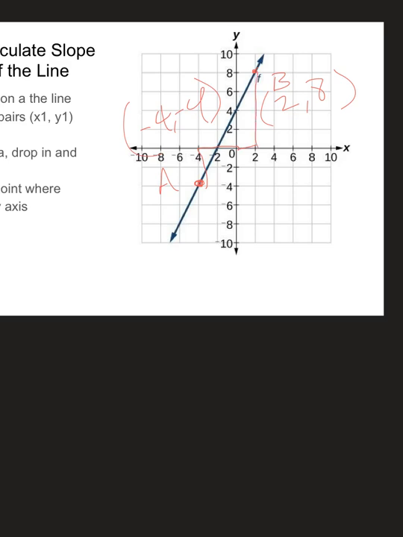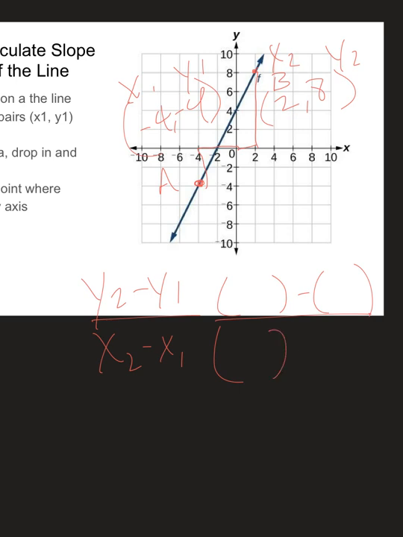Notice it looks a little different. It's just because of the scale that's being used. We're still going to label x1, y1, x2, y2. We're going to drop it into our formula: y2 minus y1 over x2 minus x1. Again, we drop this in here. All right. And we're going to plug in. Our y2 is 8. Our y1 is negative 4. Our x2 is 2. My x1 is negative 4.